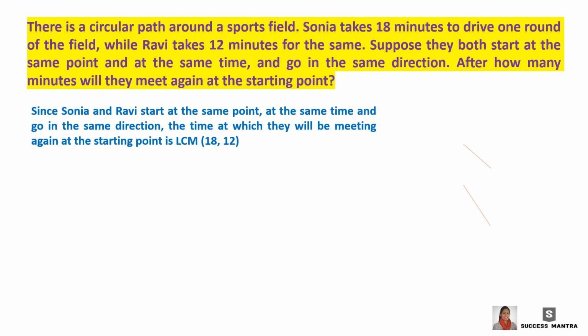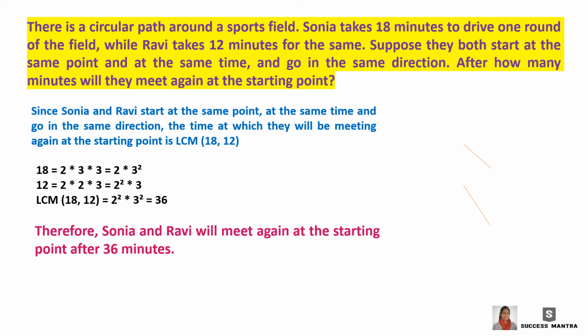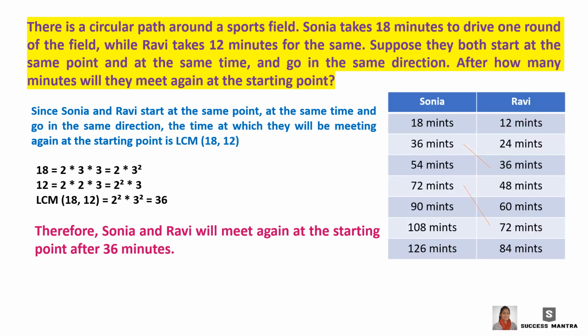Since Sonia and Ravi start at the same point at the same time and go in the same direction, the time at which they will be meeting again at the starting point is the LCM of 18 and 12. We factorize 18 and 12 and we find the LCM as the product of the greatest powers, that is 2 squared into 3 squared, that is 36. So Ravi and Sonia will meet again at the starting point after 36 minutes. This table is not necessary. I have drawn it here in order to double check your answer.